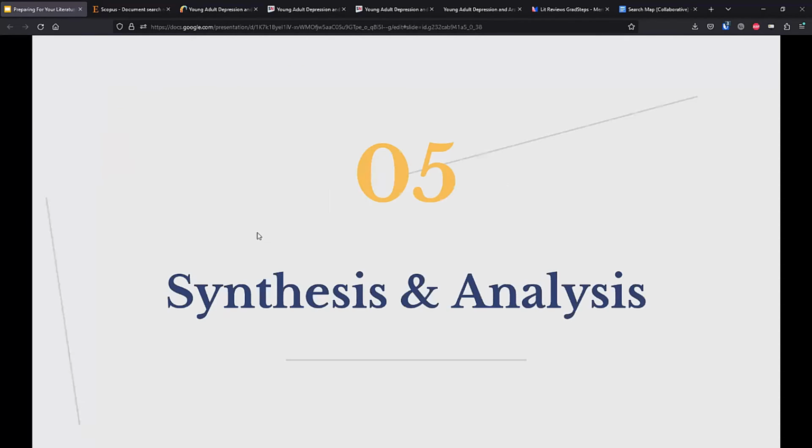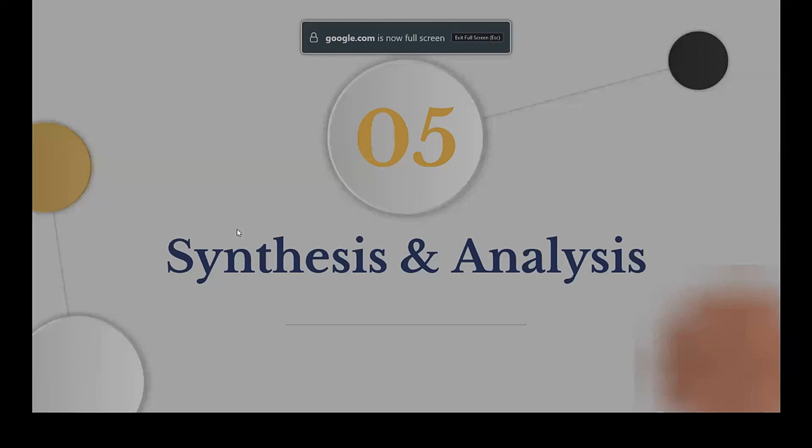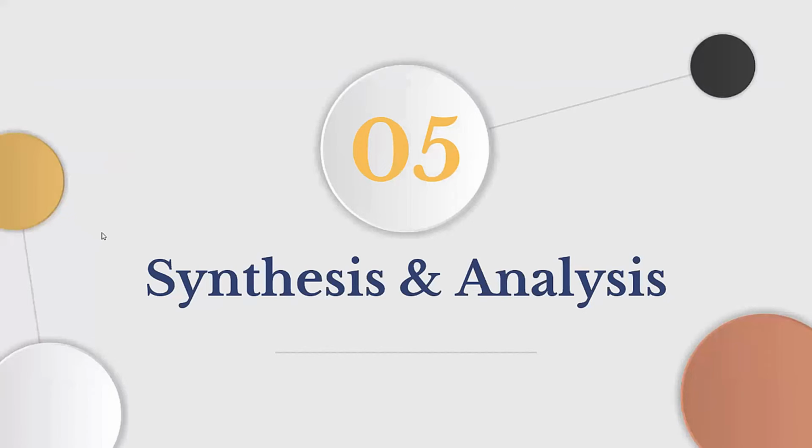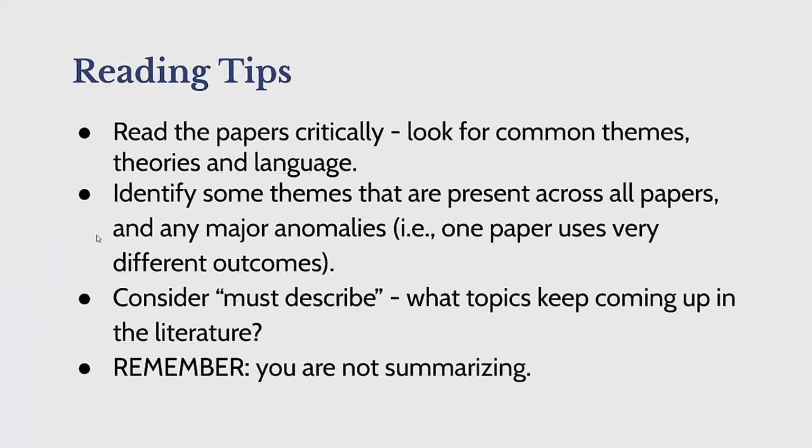Okay. So synthesis and analysis. Once you have the sources that you're looking at, you already have a good bundle of sources. You've done at least a little bit of reading on them. You know that this is the stuff you're going to be wanting to use. What do you do next? You want to read the papers critically, and you're looking for common themes or theories, something to tie the papers together.